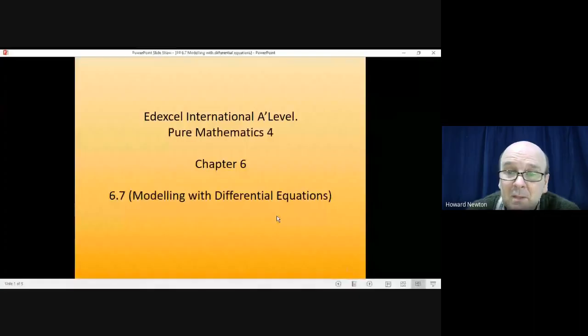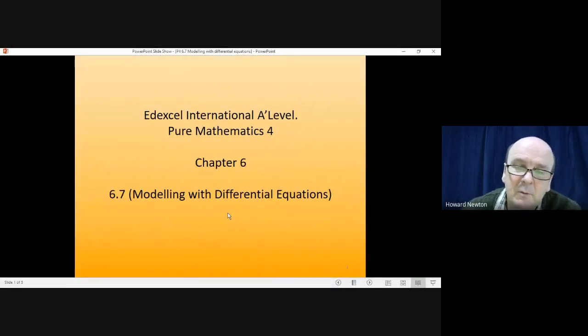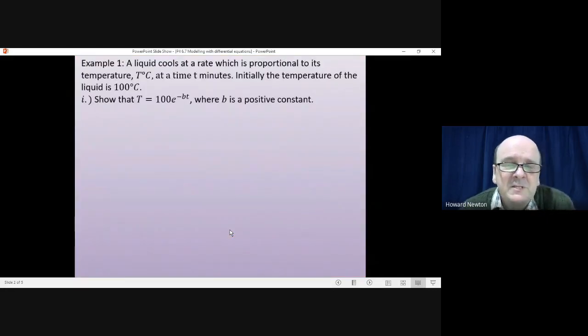Hi there, and welcome to this lesson on Pure Mathematics 4. In this lesson, we're on Chapter 6, 6.7, Modeling with Differential Equations. What this section deals with is very practical questions where you have to apply a lot of the techniques that we've learned throughout Chapter 6. We'll go straight into an example.